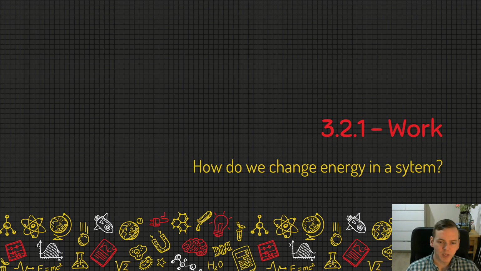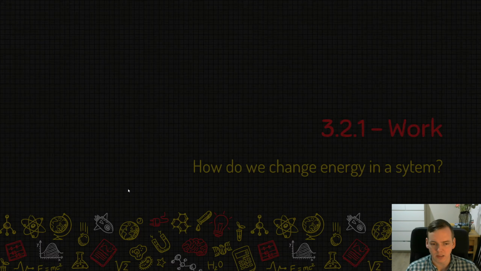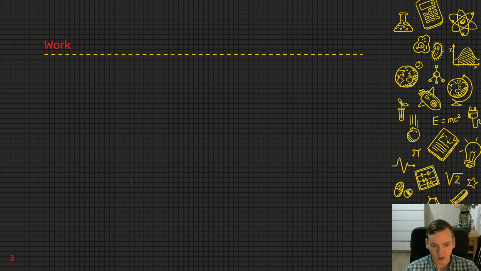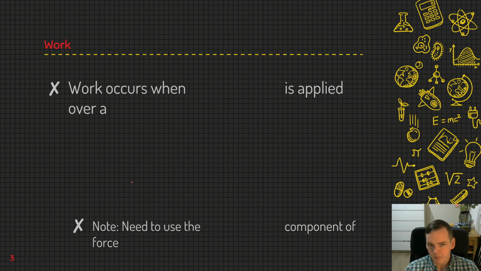Let's take a couple minutes here to talk about work in physics. This is specifically going to matter because it's going to tell us how energy changes, or how we create energy changes in a system. So work occurs when a force is applied over a distance. This is the definition of work in physics.